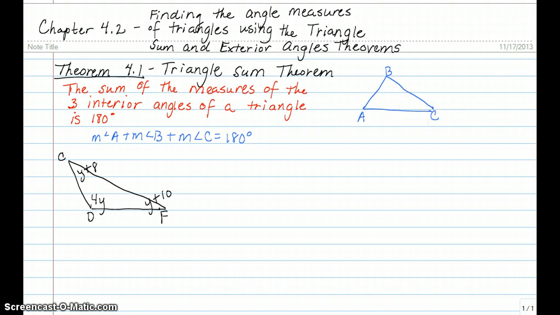We're going to focus more on the algebra in the recording. So if you were to take the measure of this particular angle C, it would be y plus 8, plus f, plus y plus 10, plus d, plus 4y. It would equal 180 degrees. You have a lot of y's and constants on the left side. You're going to combine all your like terms.